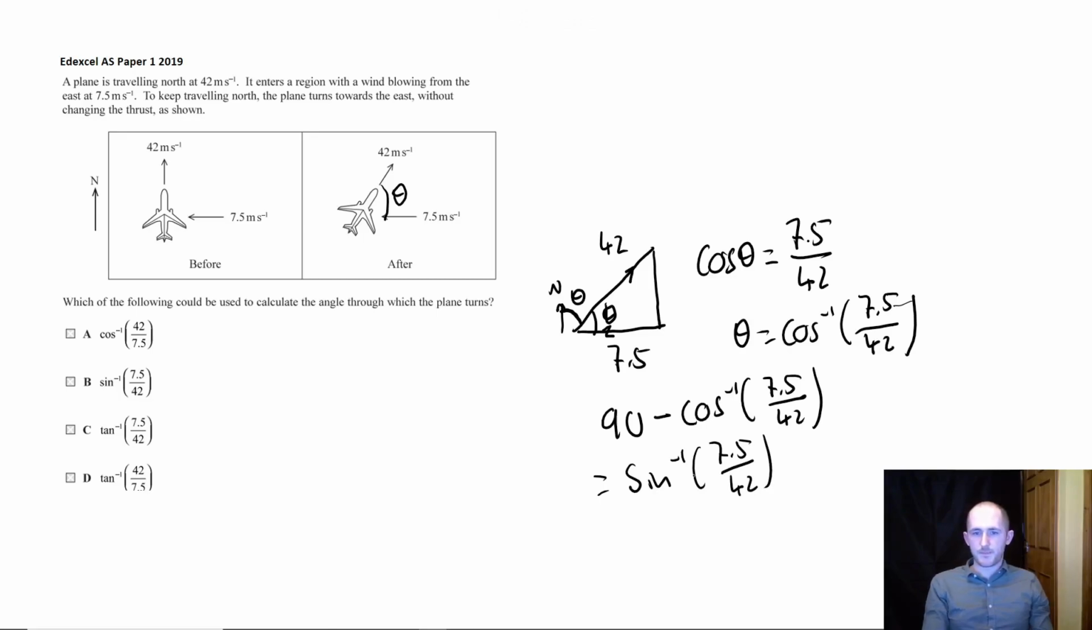Make sense? Because again, the cos graph is just 90 degrees ahead of the sine graph. So if you take away 90 from that, it's the other way around. The cos graph is 90 degrees behind the sine graph. So if we're adding 90 to it, it's going to just become the sine graph. So it just looks like this.